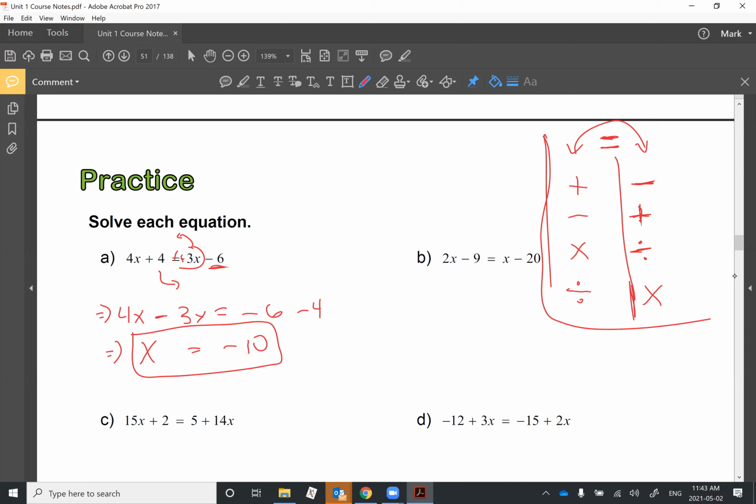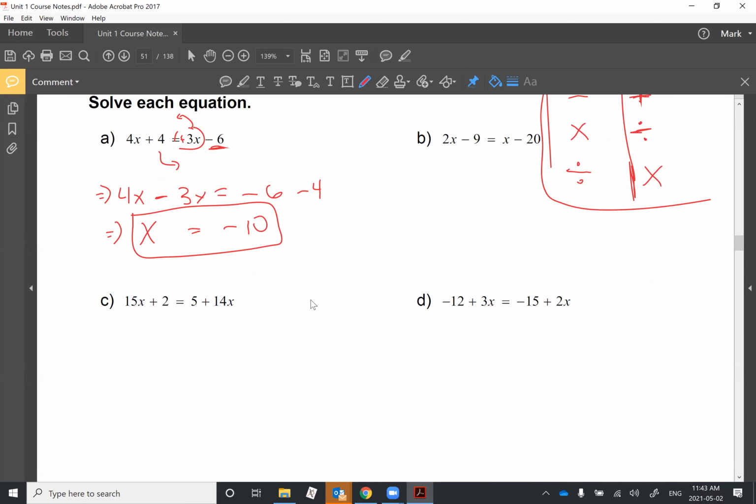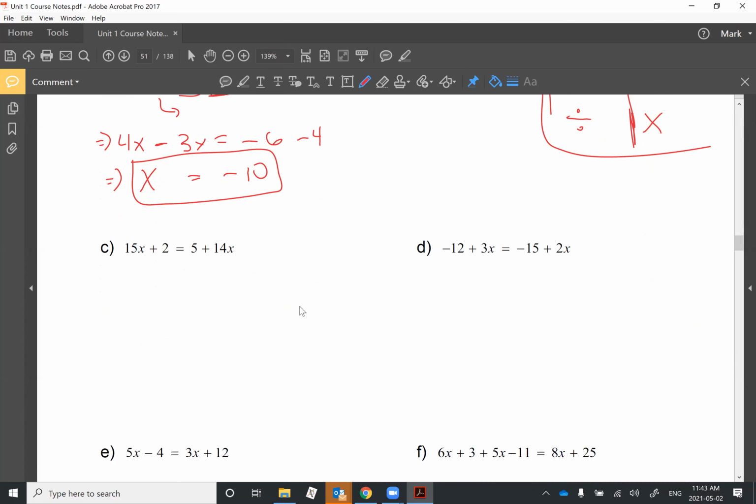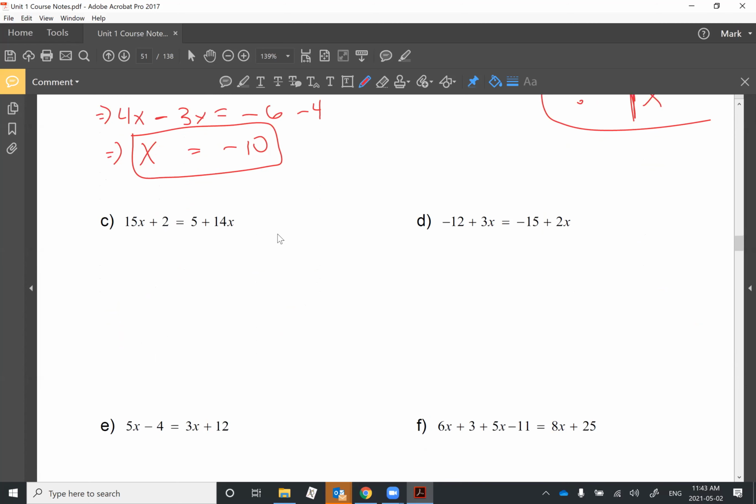Cool. I don't know if I'll mention this today, guys, but you can always check your answers, by the way. You can take your answer and put it into the original equation and see if it works. So you can check this. Okay, C, also a pretty easy one. I can tell I'm only going to get one x, so I'll move the 14 here. I'll move the 2 here. So 15x minus 14x equals 5 minus 2, x equals 3. Very straightforward, right? So A and C are meant to be easy.